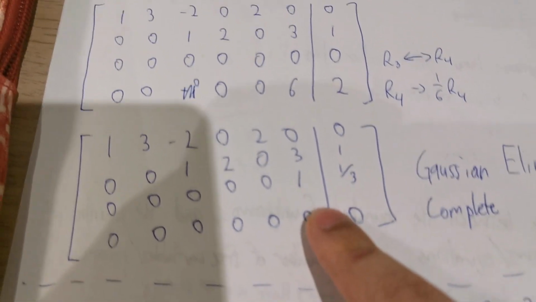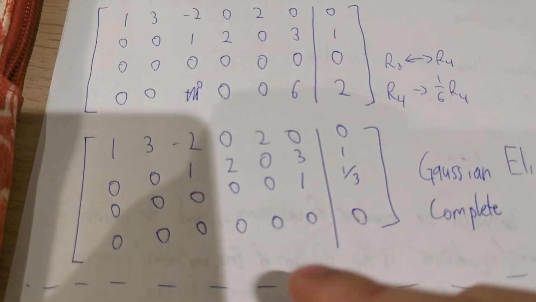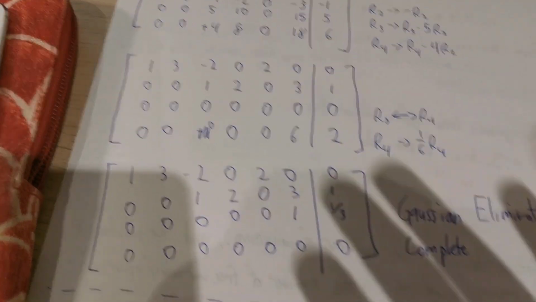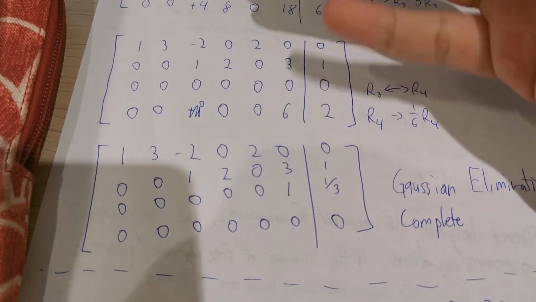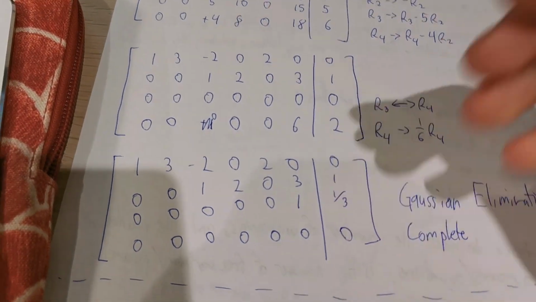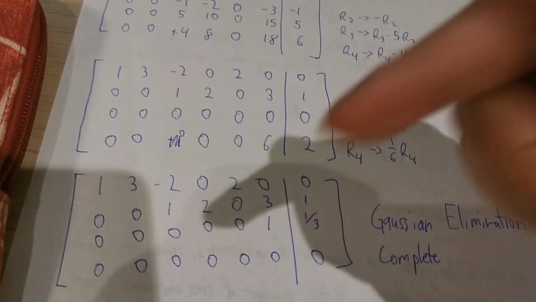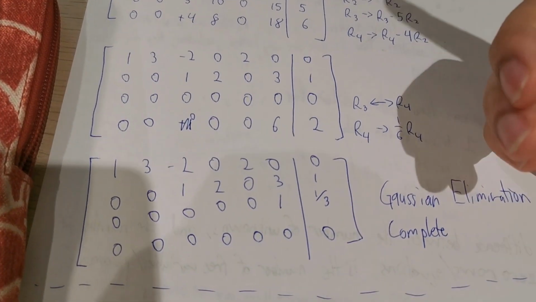Look up more tutorials for more examples. But that's the first step. The next step is Gauss-Jordan elimination. Once you've reached this point, this is row echelon form. If you want to get reduced row echelon form, you just go backwards now.